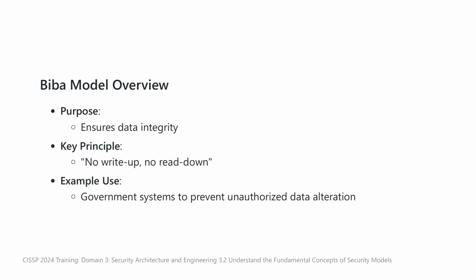An example of where the BIBA model is prominently used would be in government systems. These systems utilize the model to prevent unauthorized data alteration, ensuring that highly sensitive information remains accurate and trustworthy. By adhering to these strict controls, the potential for data corruption or tampering by lower integrity users is significantly minimized, protecting the data's integrity effectively. This focus on maintaining integrity makes the BIBA model an essential component in the toolkit of security models for various high-stakes environments where data accuracy and integrity are critical.